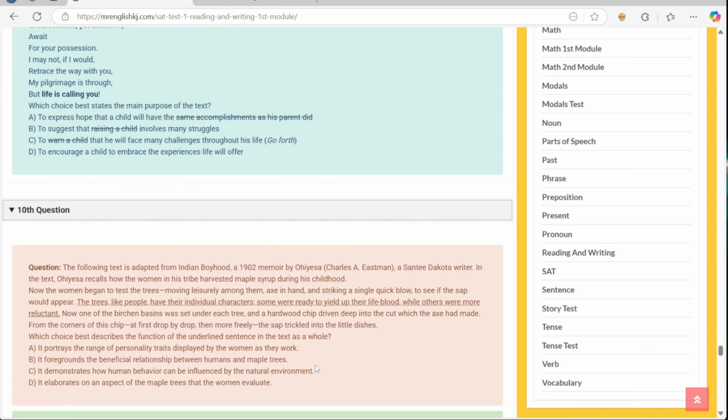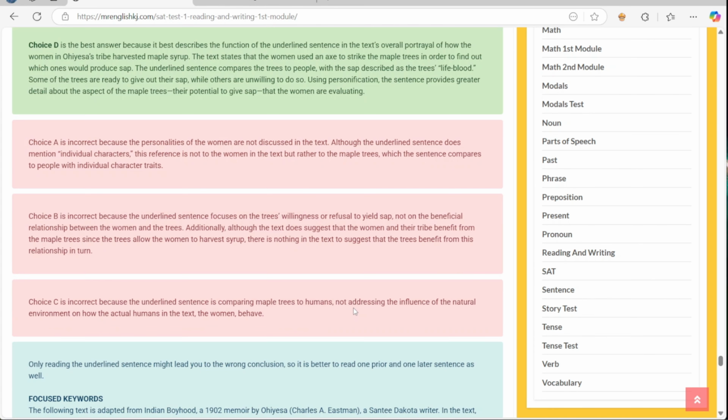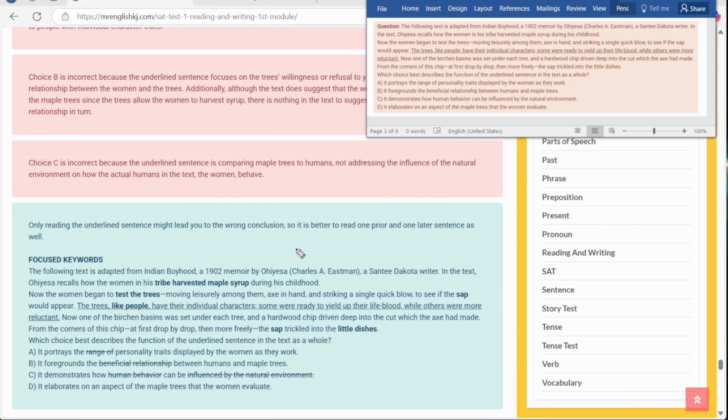Pause and try to understand. Well, if you take a look, you will understand a lot of things. The focus keywords were tribe, harvested maple syrup, trees like people, sap, little dishes, and sap. Okay. What's the question asking? It's asking which choice describes the underlined sentence. We just need to focus on here to here. But by reading only one sentence, do you think you can find the right option? No, you can never. Okay. You need to skim through all.